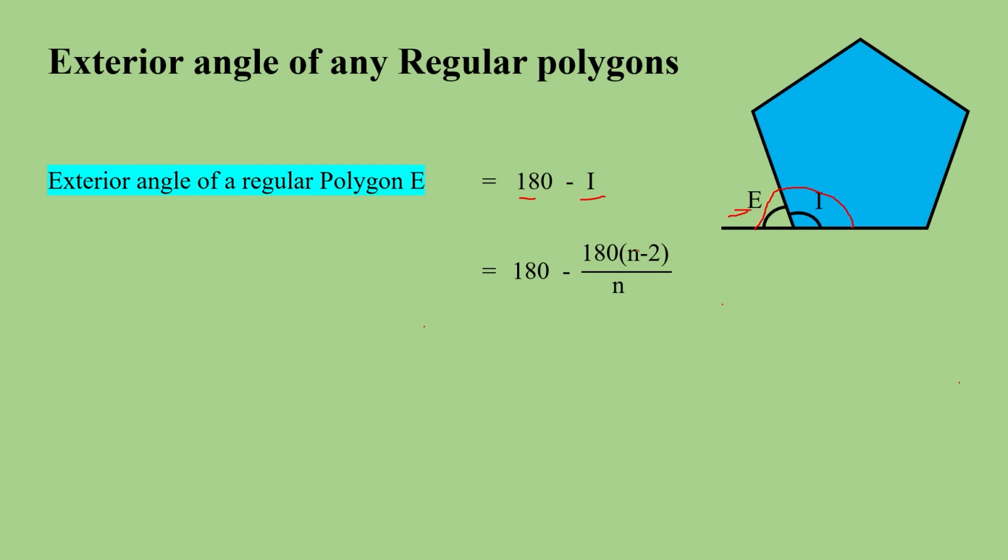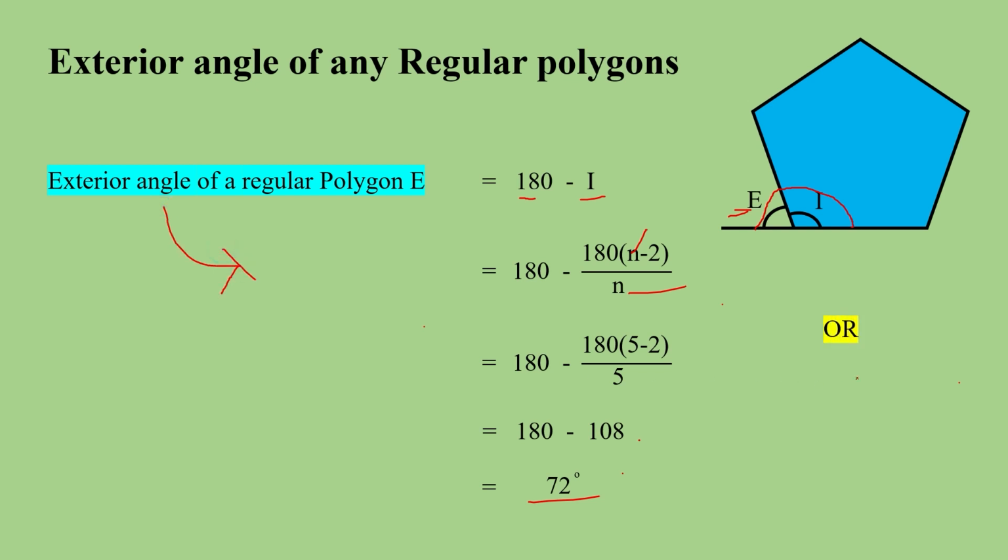So by putting the value of n in this equation, we can directly calculate the exterior angle of any regular polygon. By putting 5 in place of n, we get the exterior angle of a pentagon. So we get 180 minus 108, which is 72 degrees. So a pentagon has an exterior angle of 72 degrees, and we can also calculate this exterior angle by another method.